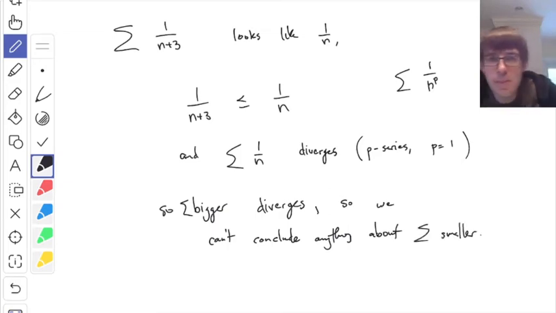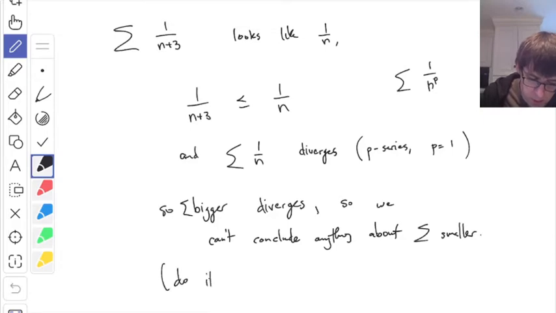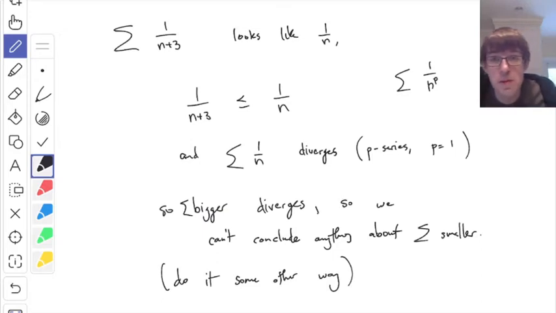Right? It has to be going the right way around these inequalities. If the bigger one diverges, it does not mean that the smaller one diverges. Now, it is a fact in this example, the smaller one actually also does diverge, but you can't do it this way. So in this one, you can do it using the integral test, but the comparison that I did at least will not work. So I'll just say, do it some other way. The integral test will work in this case, but the comparison test did not work.